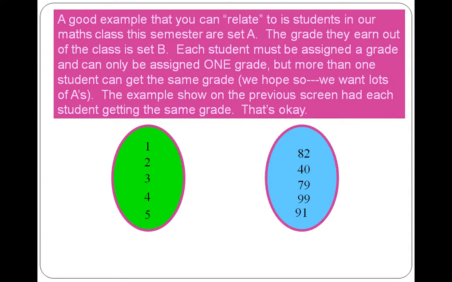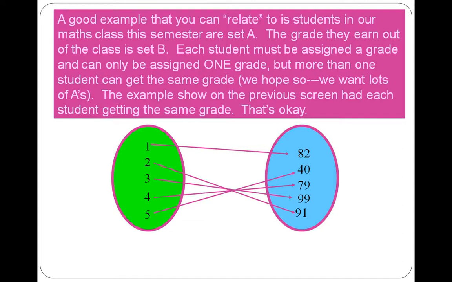Let's look at this example. A good example that you can relate to is students in our math class. Let's say the students in our math class this semester are set A. The grade they earned out of the class is set B. Each student must be assigned a grade, and it can only be assigned one grade, but more than one student can get the same grade. Alright, let's say that student 1 gets an 82, student 2 gets a 91, student 3 gets a 99, student 4 gets a 79, student 5 gets a 40.